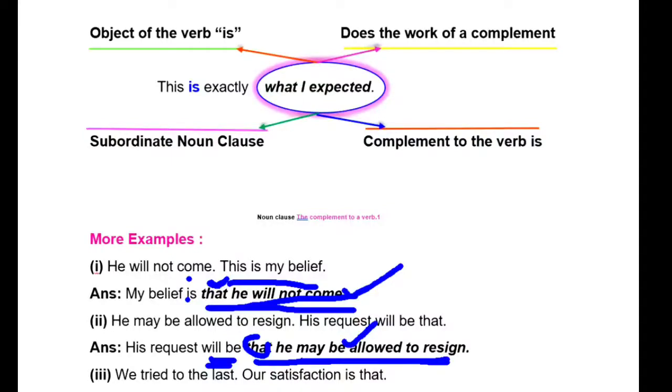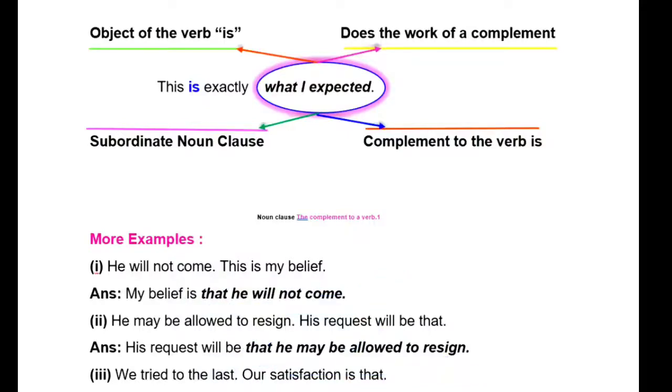Okay, so all the objects of the be verb must be a complement, and a complement may be a noun, may be a participle, may be an infinitive, but if the complement is a clause, it must be a noun clause. Okay, so now let's move forward to the next.